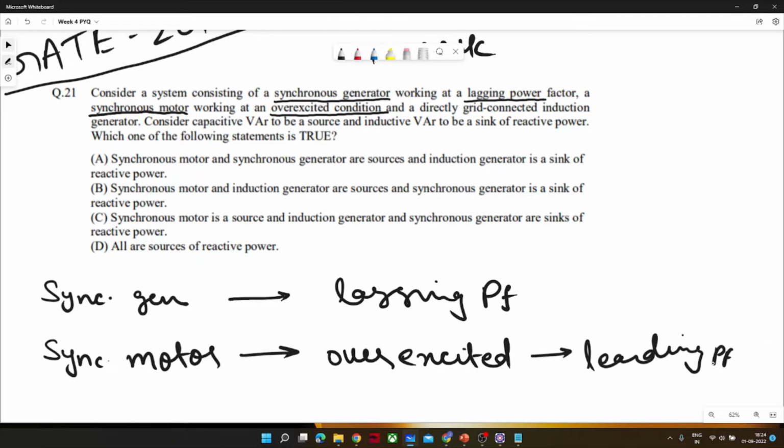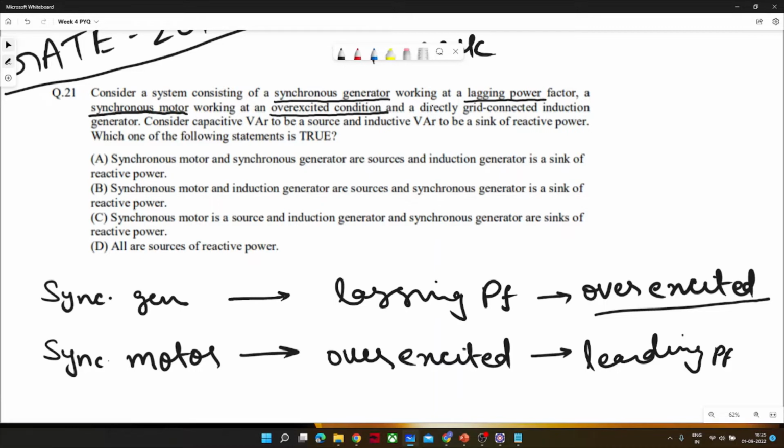If you derive the equation of reactive power, you will get two conditions. Either Q would be greater than 0 or less than 0. If less than 0, it means it is delivering reactive power for the motor. It is just opposite for the generator. Here the generator is operating at lagging power factor. It means it is overexcited. So they tested your basic concepts of reactive power from this problem.